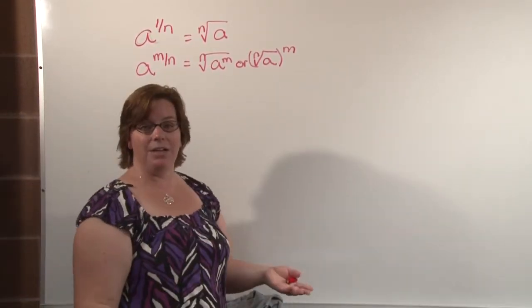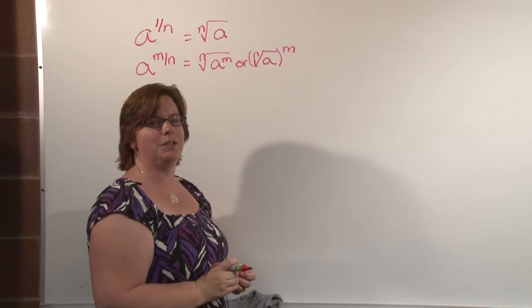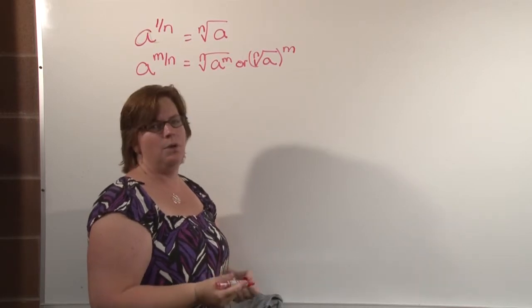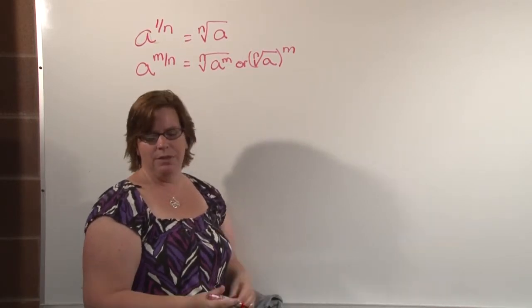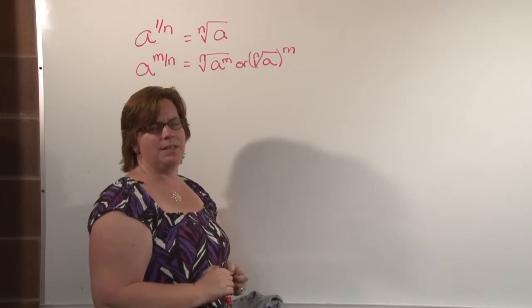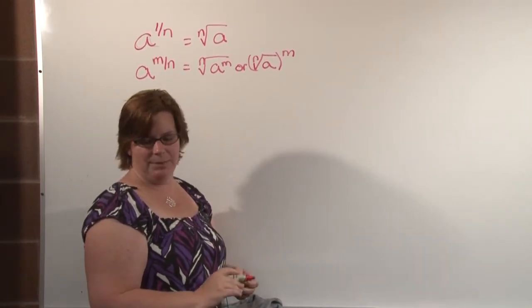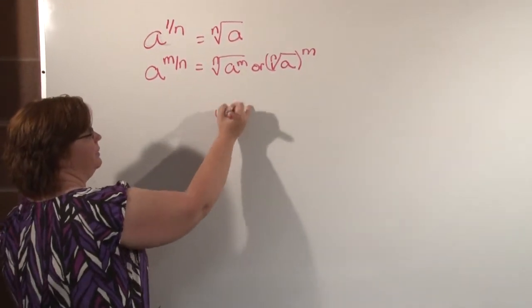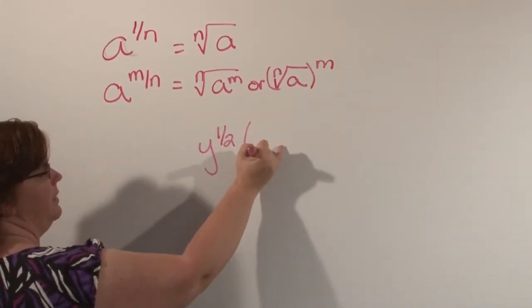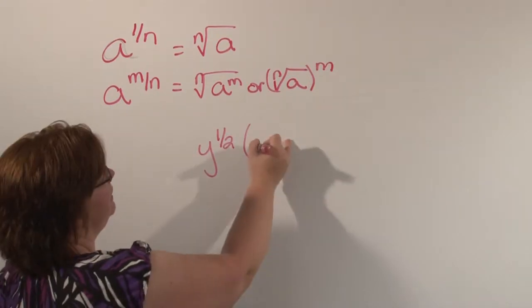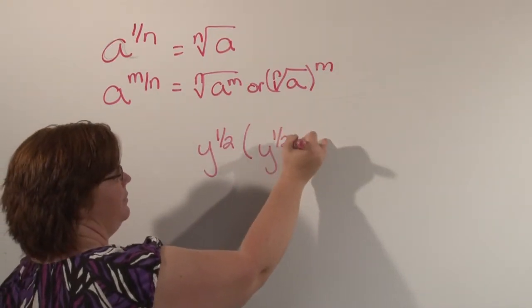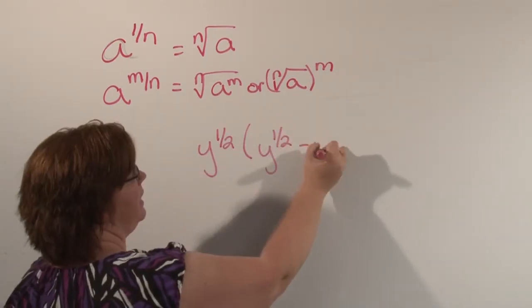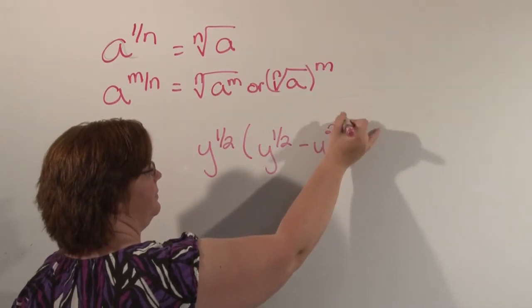So there's one other section that we can do with these rules, and that would be we can still factor with these fractional exponents or radicals, or we can distribute. We're just going to show a little bit of examples for those, and then we'll be done with this section. So let's try y to the 1/2, parenthesis, y to the 1/2 minus y to the 2/3.